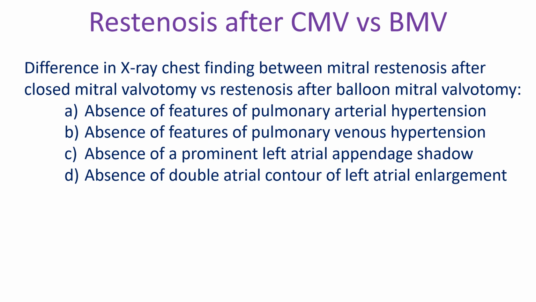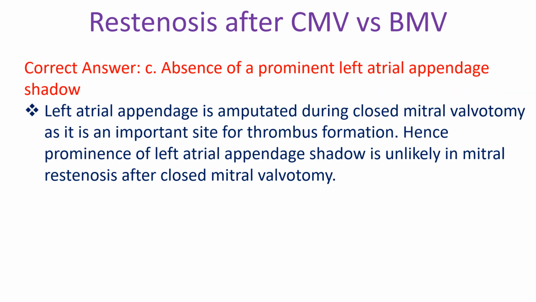Difference in X-ray chest findings between mitral restenosis after closed mitral valvotomy versus restenosis after balloon mitral valvotomy. A. Absence of features of pulmonary arterial hypertension. B. Absence of features of pulmonary venous hypertension. C. Absence of a prominent left atrial appendage shadow. D. Absence of double atrial contour of left atrial enlargement. Correct answer C. Absence of a prominent left atrial appendage shadow.